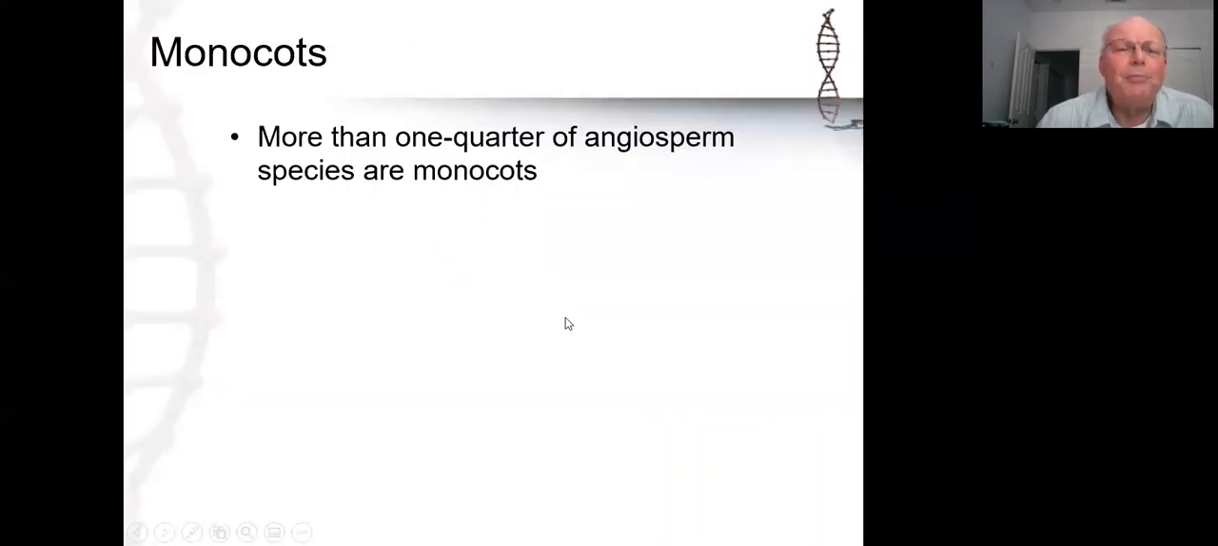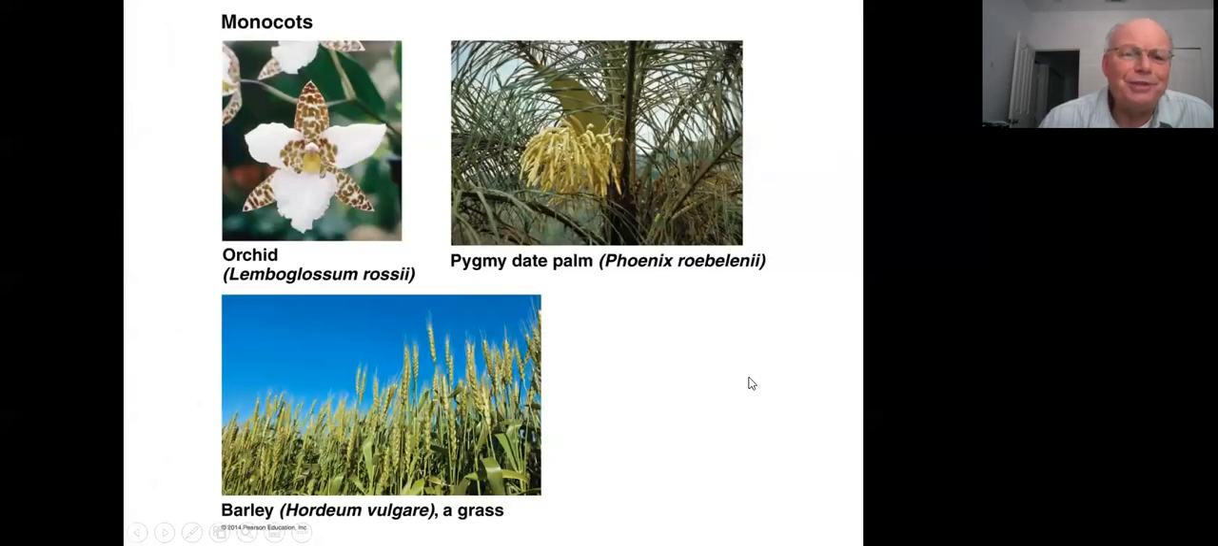Then, of course, we have the monocots. These are the grasses and the orchids and the palm. So you could think of a palm as being a giant grass. These are all monocots, and they have typical monocot features. So the leaves are usually elongate, long, and have parallel venation. That's very characteristic of a monocot.